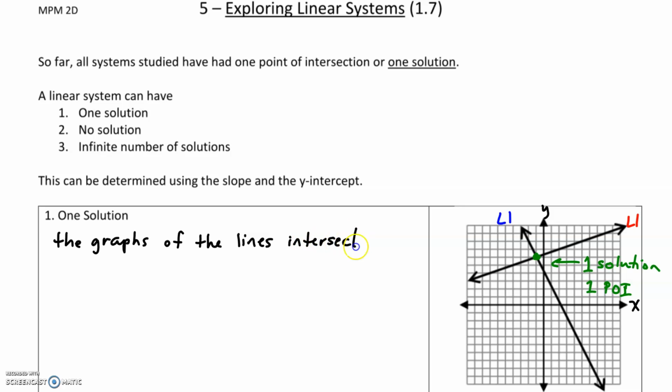Now, if we did not have the graph in front of us, we can tell just by the equations whether or not there is one solution. And we do that by looking at the slopes. So the slopes of lines that intersect are different. That's what we would look for. And we don't worry about the y-intercepts. We're only looking if the slopes are different.